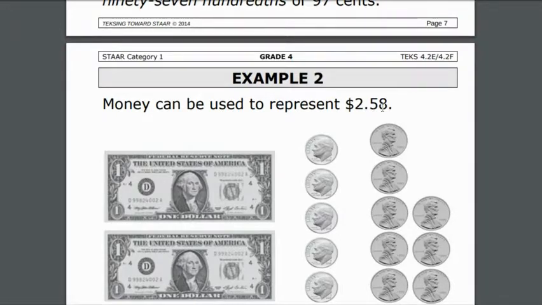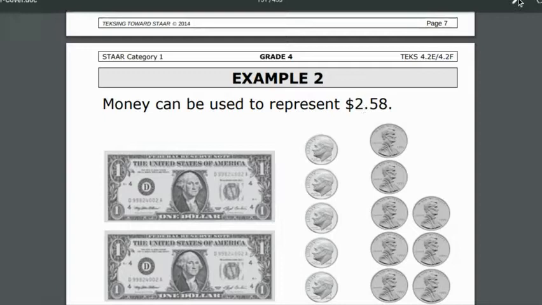And then you have 8 pennies. Well, that's 8 hundredths, because it takes 100 pennies to make a dollar. So there are 8 of them. And then this is the hundredths place, remember? So we have ones and then the decimal and 5 tenths and 8 hundredths. So 2 and 58 hundredths, or since we're talking about money, we would just say $2.58.